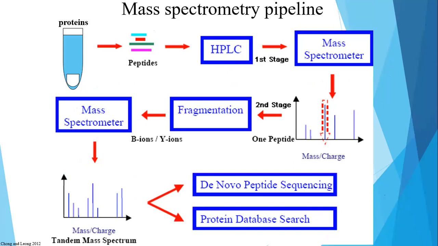And so for the pipeline of mass spectrometry, you can see here that the proteins are broken down into peptides. Then high performance liquid chromatography is completed, and they're injected into the mass spectrometer, which will detect or quantify the mass to charge ratios. The fragments are then further broken down into B ions and Y ions, which are again injected into the mass spectrometer, and their mass to charge ratios are found. And then de novo peptide sequencing and protein database search will give you the identities of the proteins as well as their relative abundances, intensities, etc.